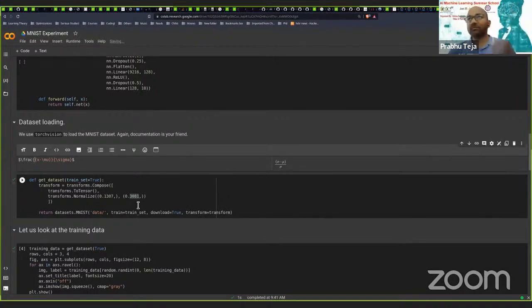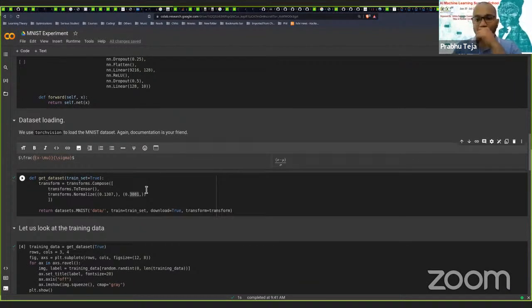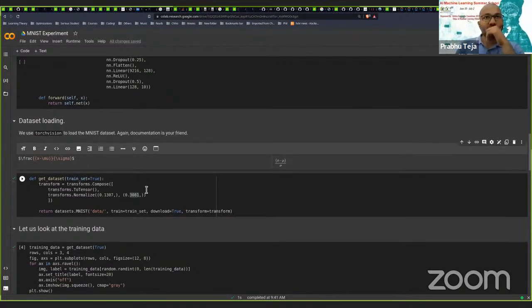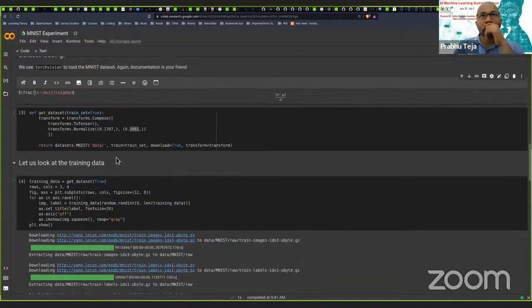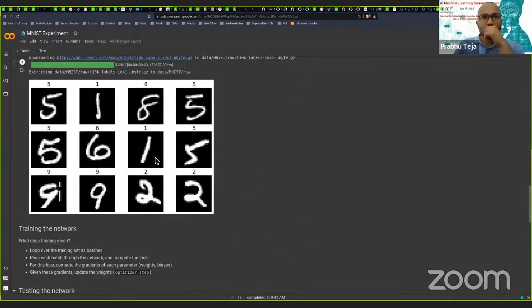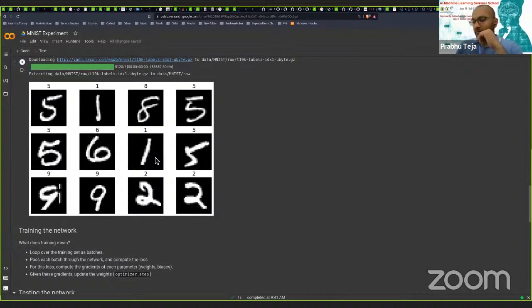Why does this help? It's more of an empirical idea that if you have control over the input data range, the network just learns faster or better. That's it. Again, as I said, this is some sort of engineering that we do to make these networks work. So we're running out of time.